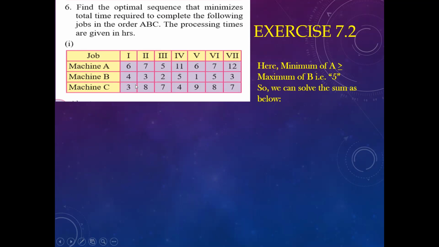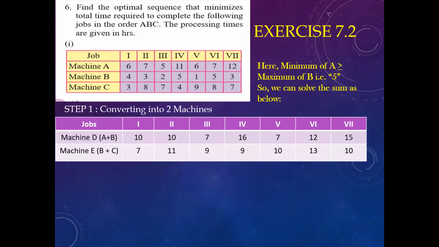We can also check the second condition. The minimum number of C is 3, which is neither greater nor equal to 5. So in this case our second condition is not satisfied, but we require only one condition to be satisfied, which we have. So we can start with the sum, that is, you convert it into 2 machines. We give them the names machine D and machine E. Machine D and E will be obtained by adding A plus B and B plus C like this. Once you have done this, the next step is to make the required sequence.